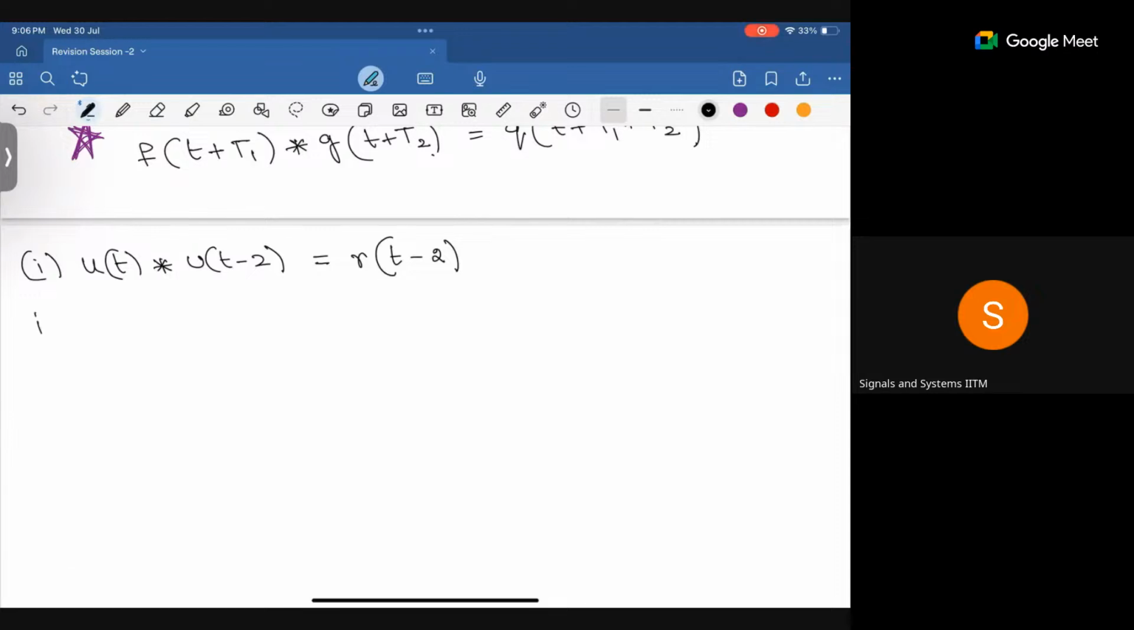Right. So what about this x of t when convolved with delta of t plus 5? What will this be? Yeah, x of t plus 5.